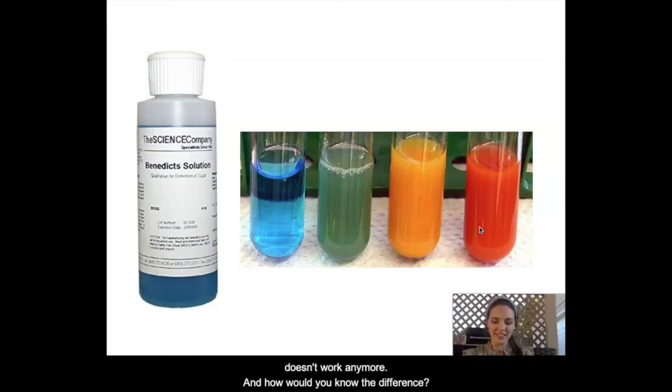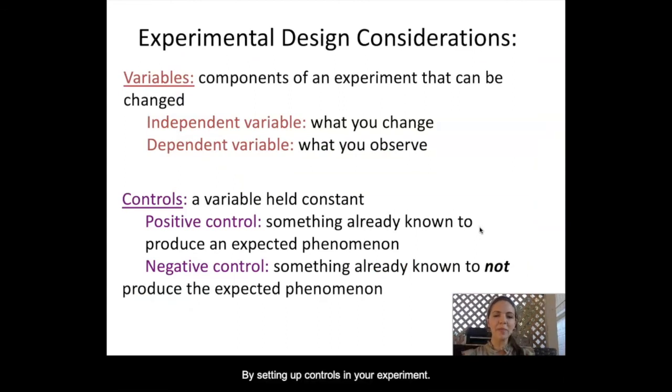And how would you know the difference? By setting up controls in your experiment. Okay, so you could include in your experiment a test tube with a sugar water solution, for example. You already know that there's sugar in that solution. This would be the positive control. So when you add Benedict's to this, you know it's going to change color. In this example, you also want to make sure that Benedict's is only changing color when it should change color. So maybe you have a test tube with only water in it. You would expect no color change because there's no sugar in that solution, right? It's just water. This would be the negative control.